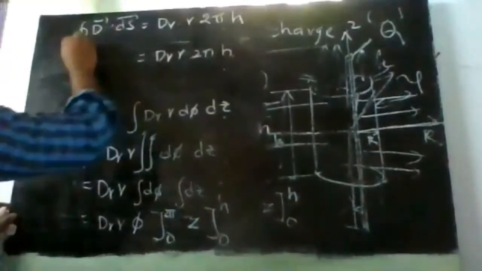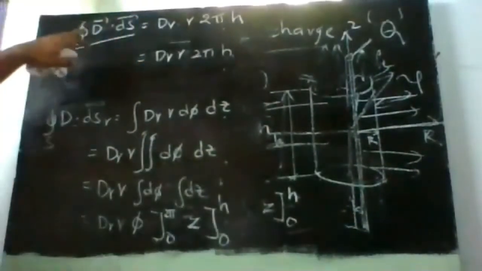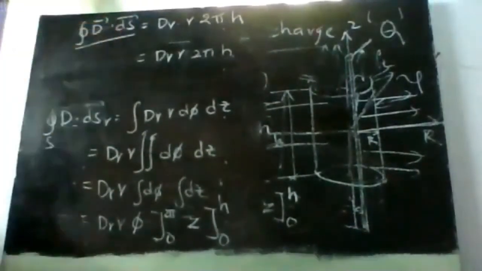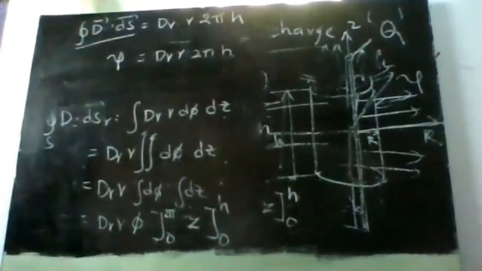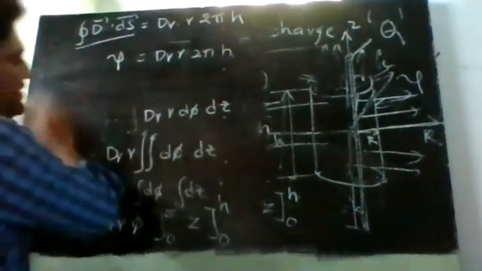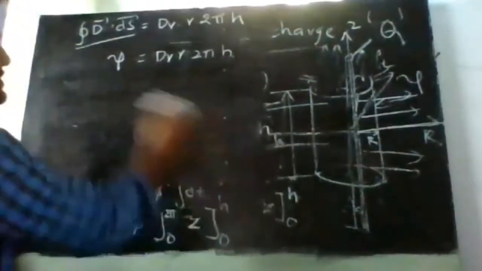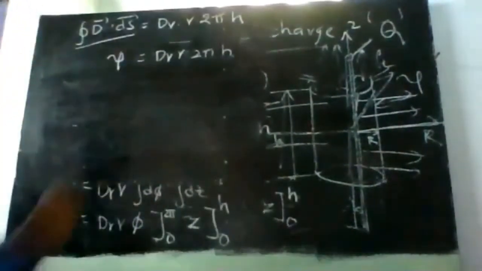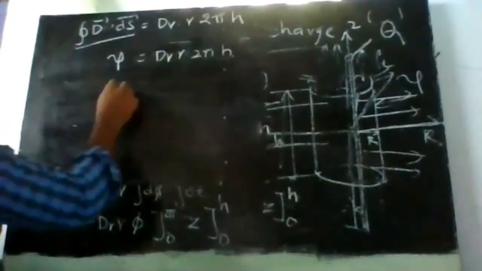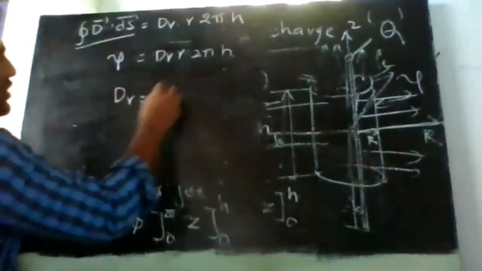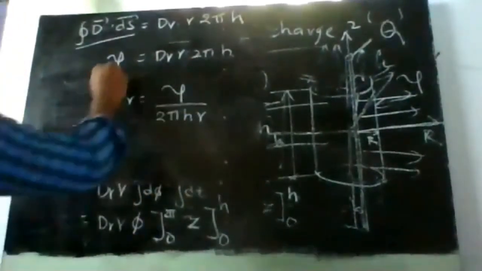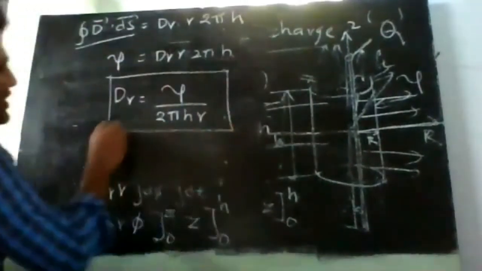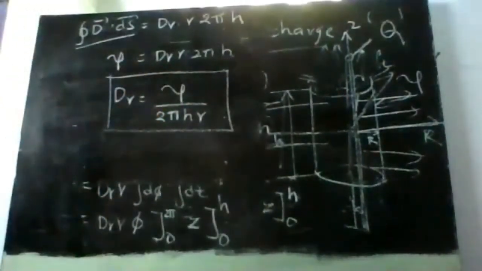The left side of the expression, integral D bar dot dS bar, is nothing but psi. So psi is equal to dr into r. What is the unknown here? dr. dr is equal to psi by 2 pi h r. So this is the first expression: dr is equal to psi by 2 pi h r.